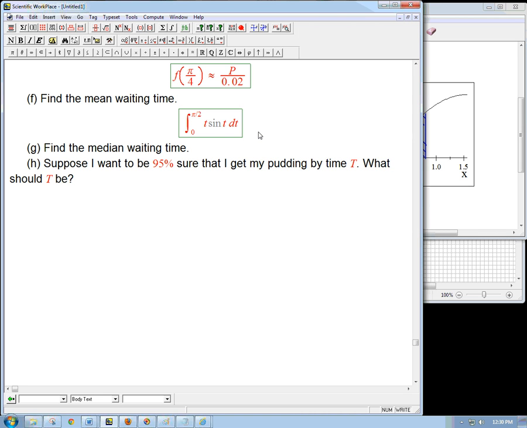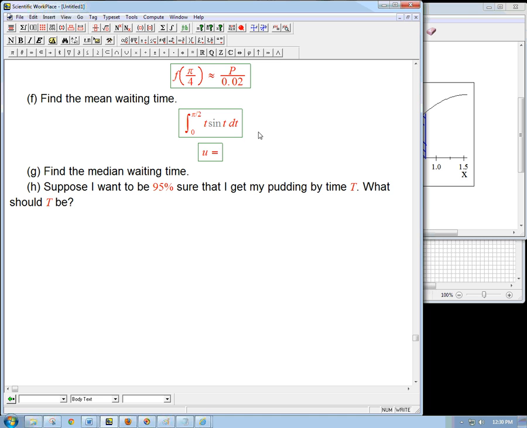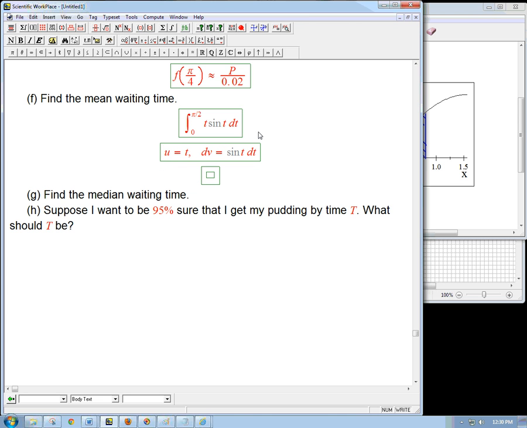Okay, so let's look at the setup here. u is going to be t. We're going to do integration by parts. And then dv is going to be sine t dt. So then du is going to be dt, and v is going to be minus cosine t. All right, so we're ready to set it up. So this guy, let me just copy and paste that again.